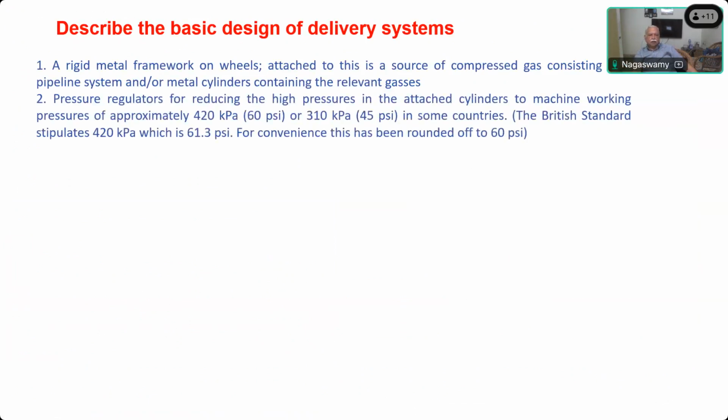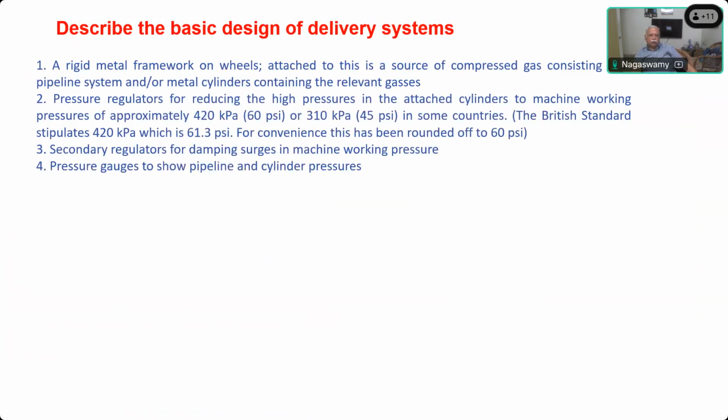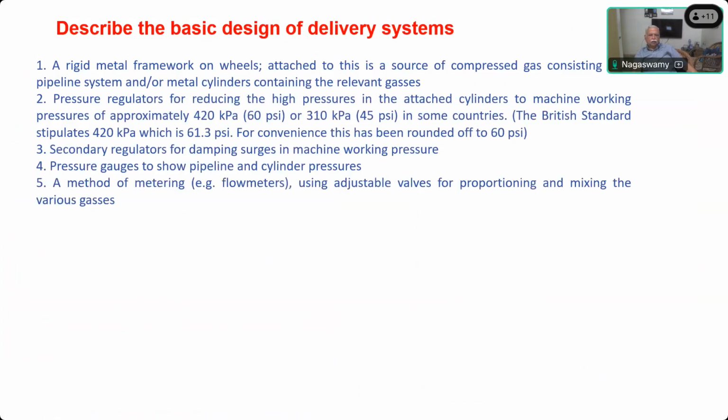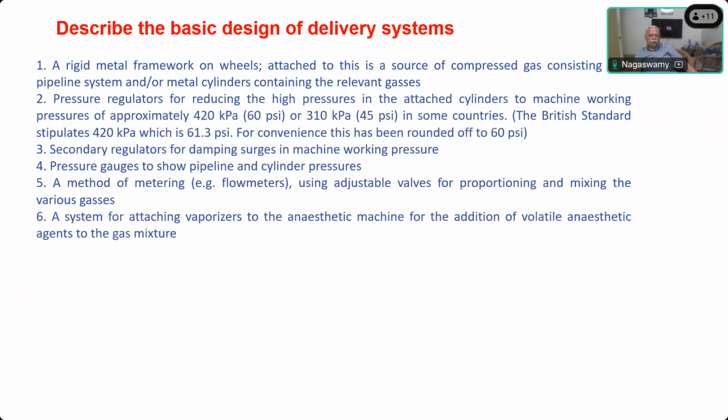Pressure regulators for reducing the high pressure. Then secondary regulators for damping surges. And pressure gauge to show the pipeline and cylinder pressure. These are all the basic things that should be available in every anesthesia machine. So when you want to purchase a machine, you must see whether all these things are present. And the flow meters, which are used for proportioning and delivering the gases.